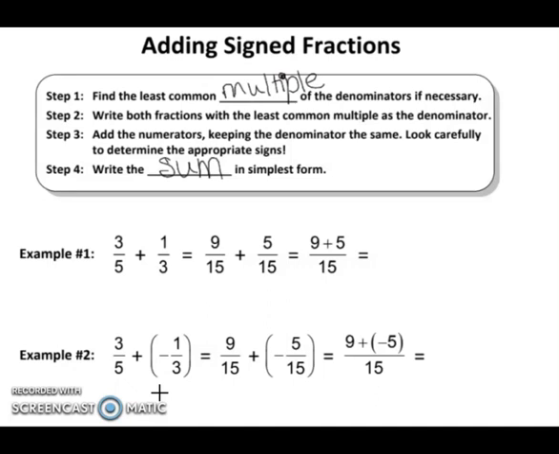Looking at example 1, we have 3/5 plus 1/3. This is your problem right here. This over here is just the work that they did to get to the answer. So they found a common denominator of 15. That meant they multiplied the first fraction by 3 to get 9/15, and then they multiplied the second fraction by 5/5 to get 5/15.